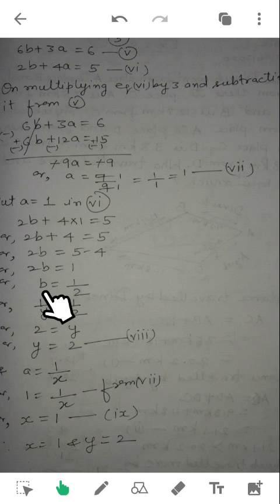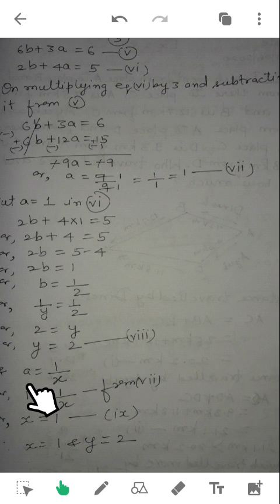As we have to find the value of b, this 2 will come down to the denominator of the right hand side, and we know that b is equal to 1 by y. And so 1 by y is equal to 1 by 2. As we have to find the value of y, this 2 will get multiplied by this 1, 2 will come here, and this y will get multiplied by this 1, so it will come here. So we are getting 2 is equal to y, or we can write it as y is equal to 2.